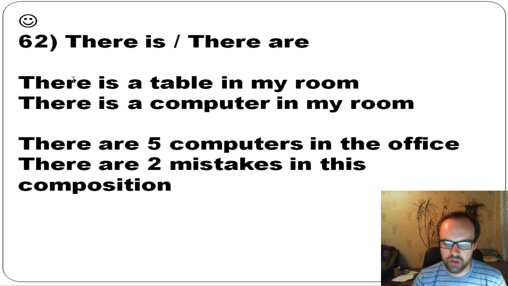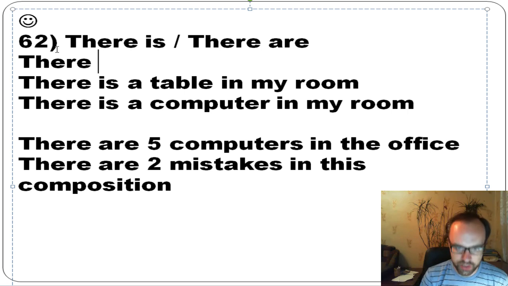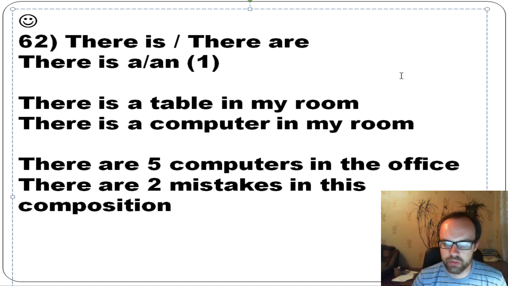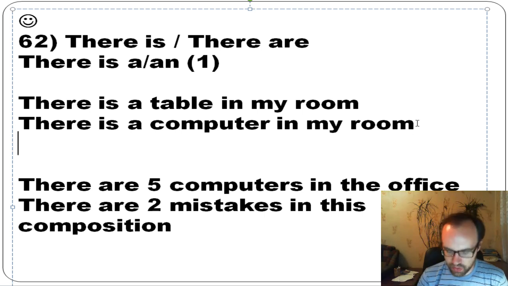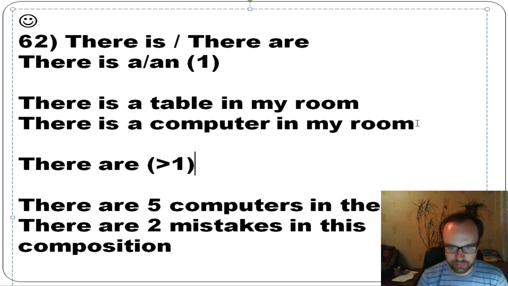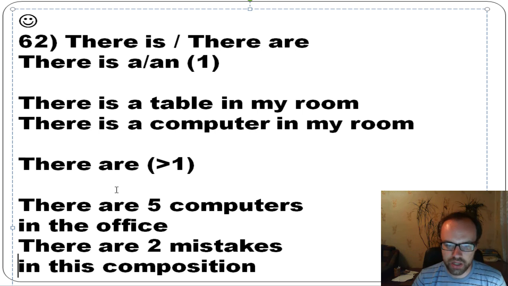Well, you need to know this structure too. There is, there are. So look, if it's one, we use there is a or an. Okay? So there is a table in my room. It means I have a table in my room. There is a computer in my room. It means I have a computer in my room. Good. So if it's more than one, you use there are. So there are 5 computers in the office. It means we have 5 computers in the office. There are 2 mistakes in this composition. It means that we can see 2 mistakes in this composition.